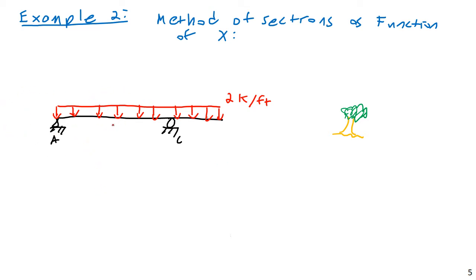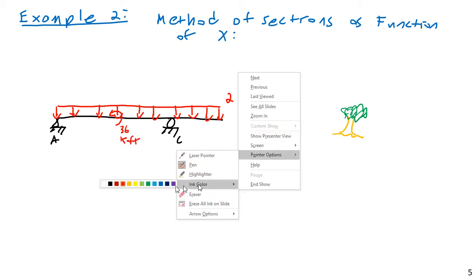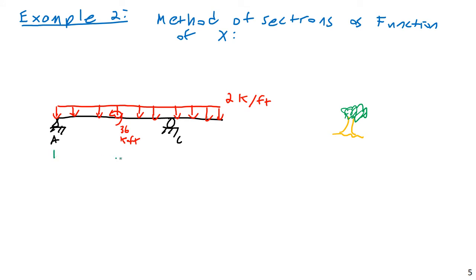And then I'm also going to have another point with a concentrated moment at it. Let's say this load is 2 kips per foot, and the concentrated moment is 36 kip feet. And then we have dimensions here. Definitely need some dimensions. The dimensions here will be 9 feet, 9 feet, and 6 feet.